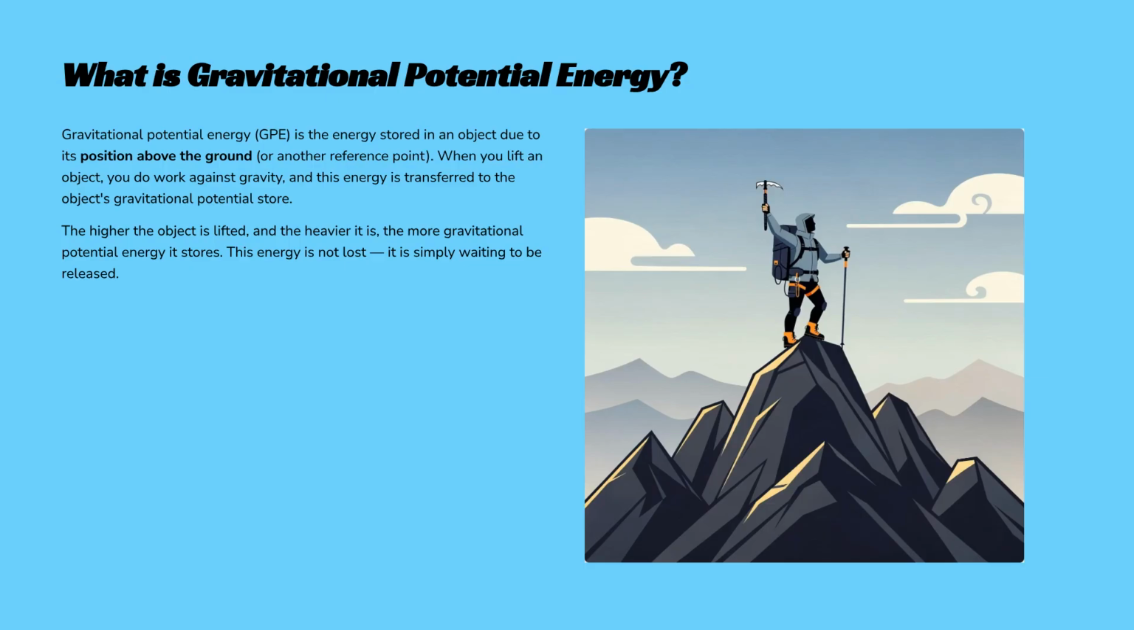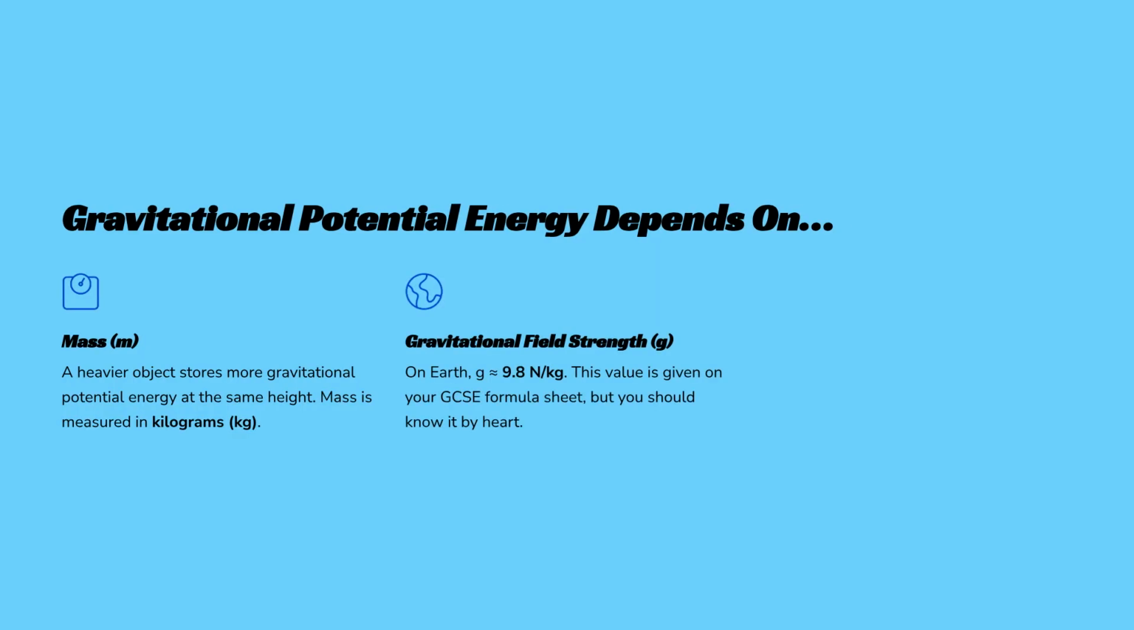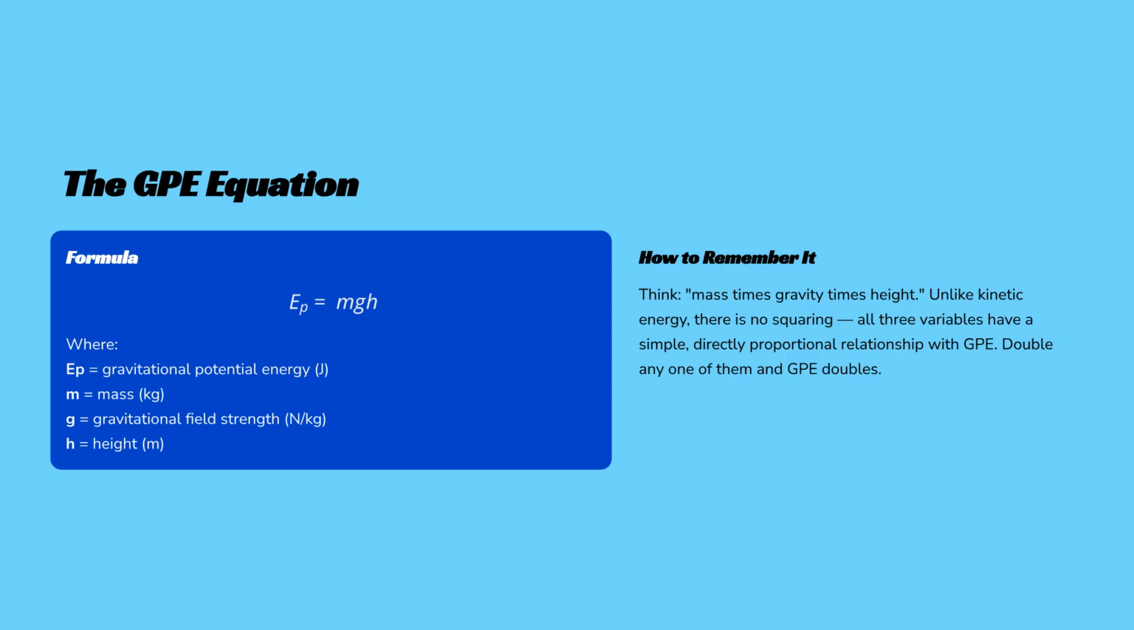Lifting an object stores this energy. GPE depends on mass, the gravitational field strength of the planet, and the height of the object. On Earth, the gravity value is approximately 9.8 newtons per kilogram. The formula for GPE is mass times gravitational field strength times height. Unlike kinetic energy, this is a linear relationship, meaning doubling any variable doubles the total GPE.